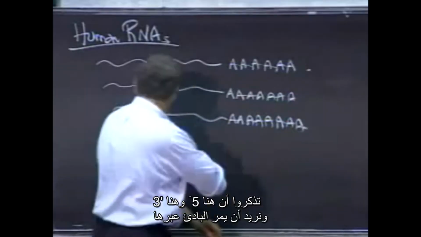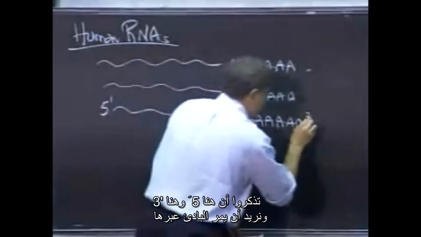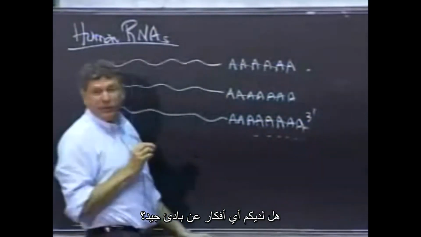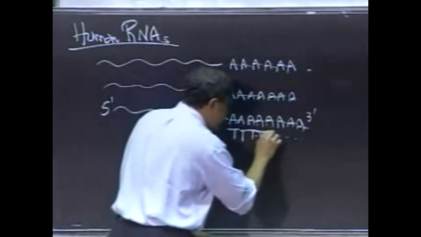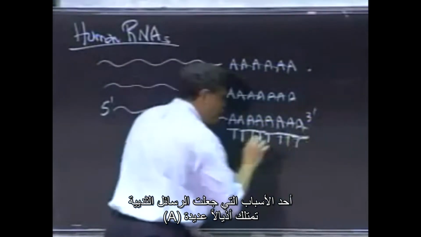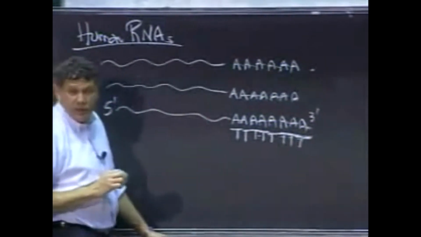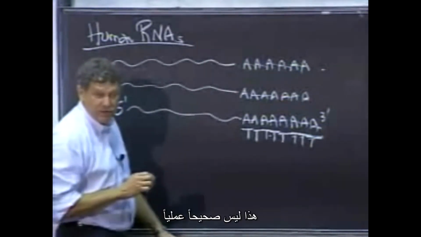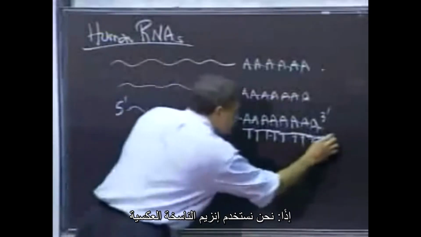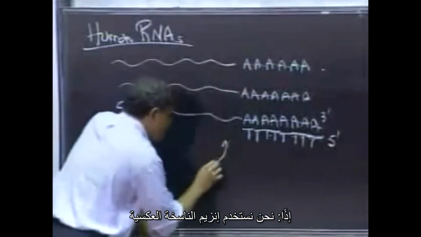Any ideas? So remember, 5' to 3'. We'd like to put a primer going over here. Any ideas for a good primer? Poly-T. Isn't that convenient? One of the reasons that mammalian messages have poly-A tails is so that we are able to reverse transcribe them using poly-T primers. No, that's actually not true. So we use reverse transcriptase.